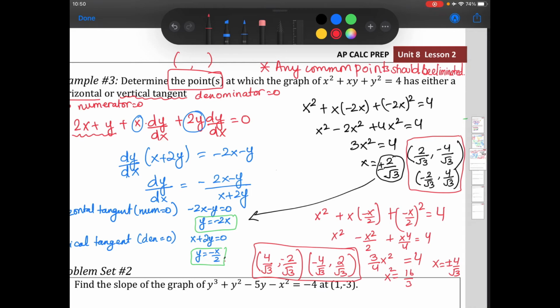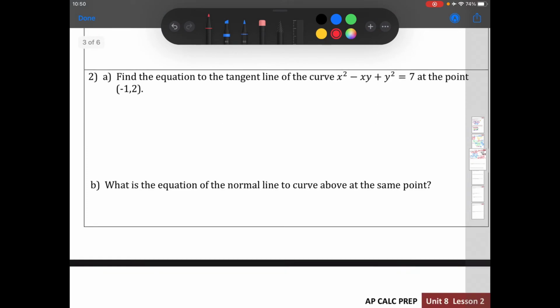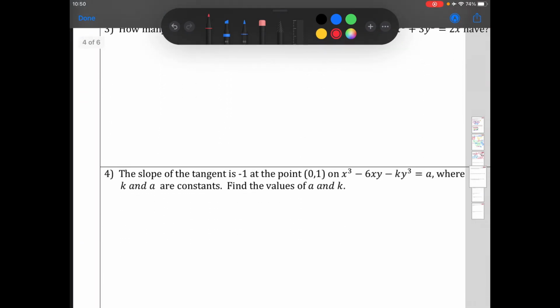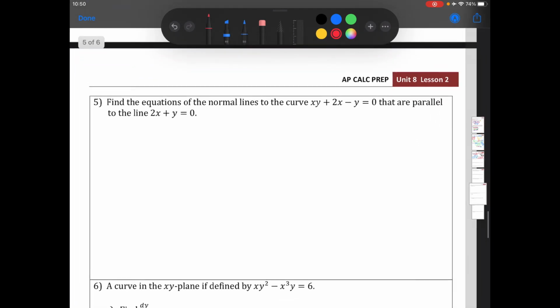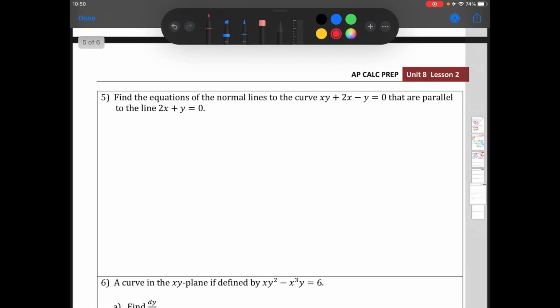Same idea, the equations I think have gotten more complex than before. That's the whole thing. I'm hoping you did these questions for homework. I want to do number 5. So find the equations of the normal lines. Okay, not the tangent lines, normal lines, to the curve, that are parallel to, so what do you know parallel lines have? Same slope.